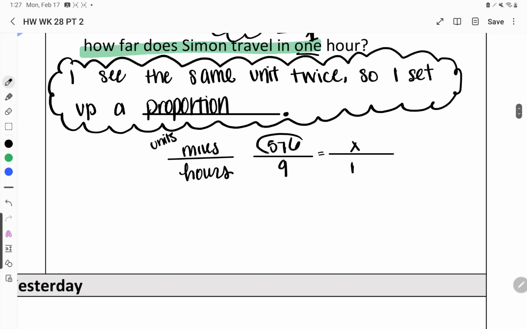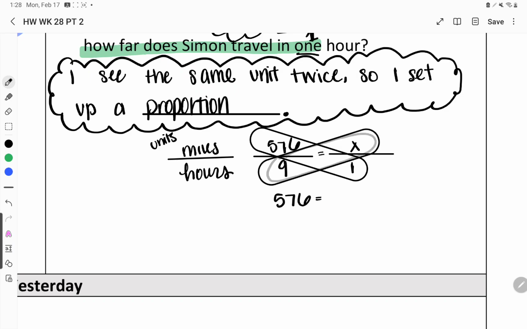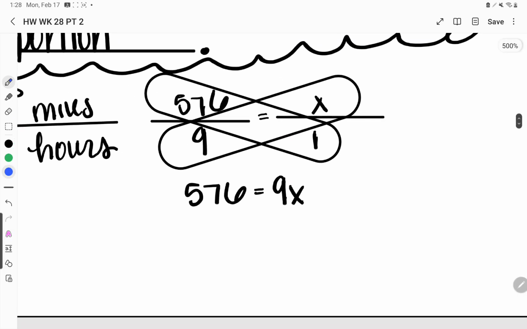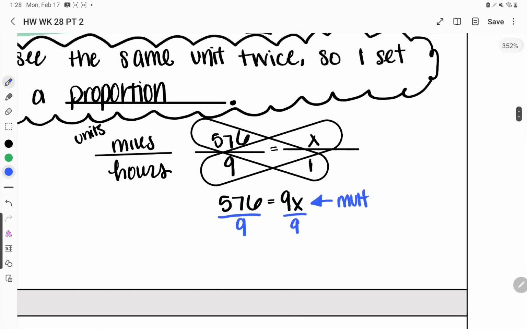How do we solve a proportion? We cross multiply. So I do 576 times 1, which gives me 576, equals 9 times x, which gives us 9x. All right, now, after this, I just have an equation. So what operation is happening between 9 and x? Multiplication. How do we get rid of multiplication? Division. So we divide both sides by what? 9.